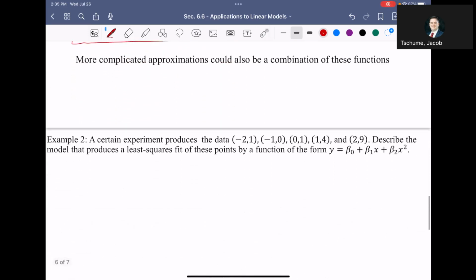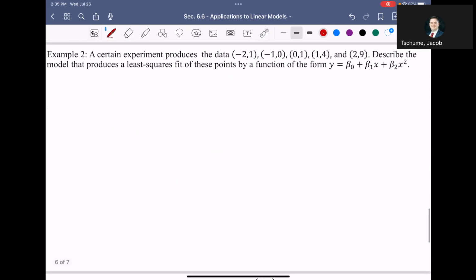So let's do an example of one of the polynomial curves I showed you, and we're going to do a parabola equation. A certain experiment produces these 5 data points. I want you to find a model that produces a least squares fit using the quadratic regression formula. So we've got to find a beta naught, a beta 1, and a beta 2 that, if we plug in, will be the best fit to these 5 points.